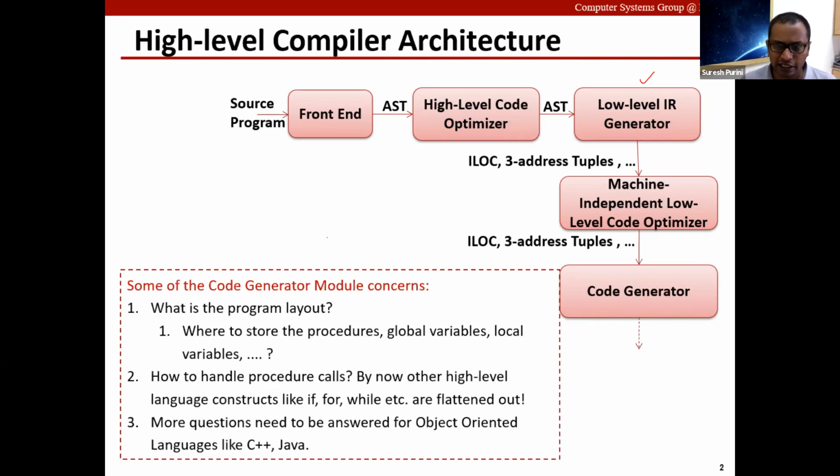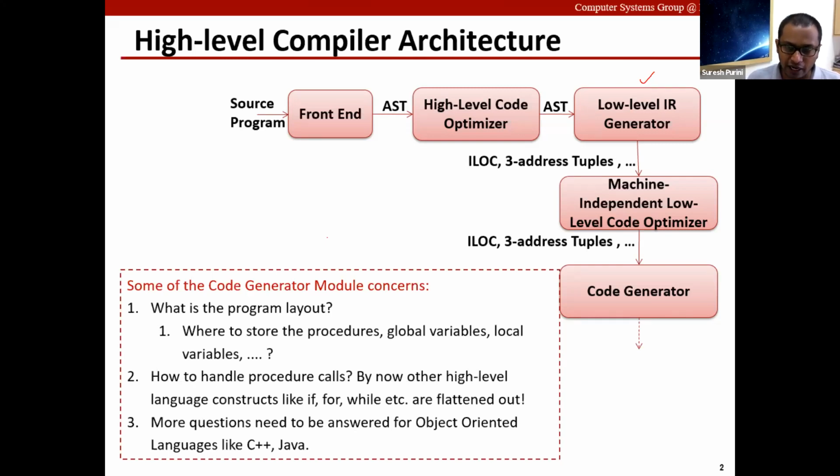The code generator per se need not worry about how to take care of if statement, for statement, while statement, etc., because these abstractions are already lowered. They are already flattened out. So the code generator module need not worry about these constructs.